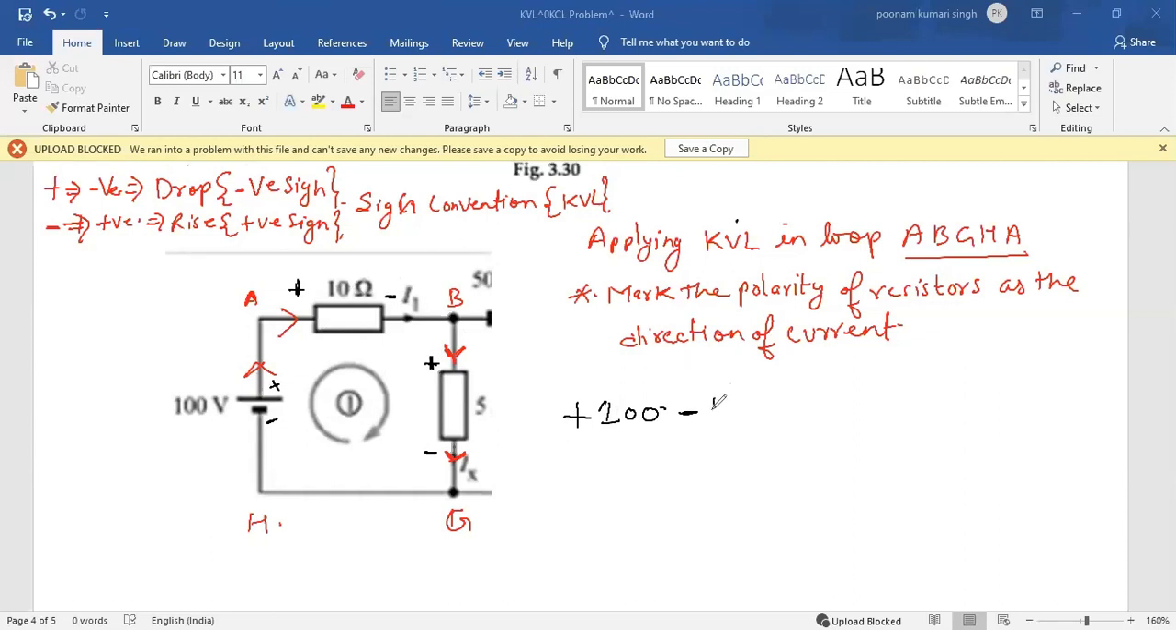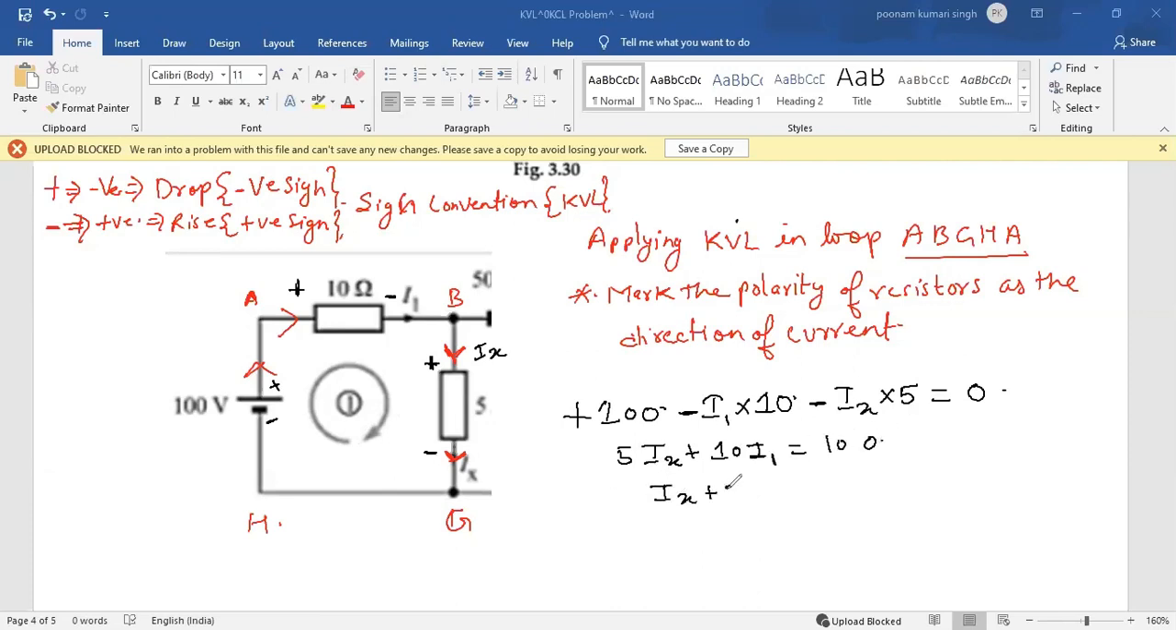So minus of the drop is nothing but I into R. What is my I? I is I1. What is my R? R is 10 ohms. Again, this is a drop moving from plus to minus, so it will have a negative sign. The value of current here is Ix, multiplied by 5 ohms, and the sum is equal to 0. So the equation becomes 5Ix plus 10I1 is equal to 100, or you can say Ix plus 2I1 is equal to 20. Is it clear, students?